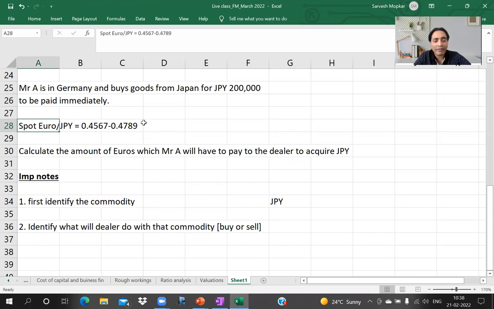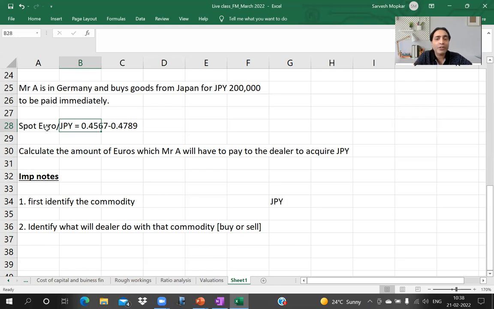Whenever they say Euro oblique JPY, go back to the bottle example. Just like bottle is the commodity, rupees is the currency. Similarly, Euro oblique JPY, what does it mean? Per unit of JPY. So JPY is acting like a bottle, no? Per unit of something. So that something is the commodity.